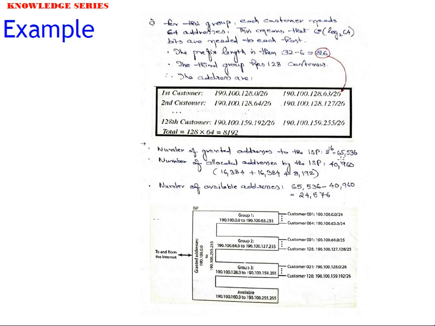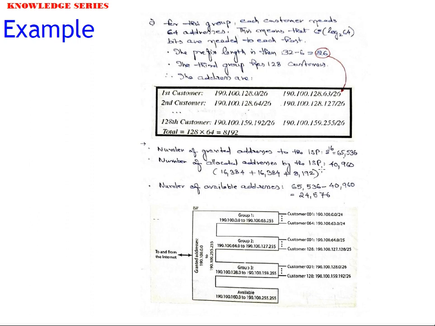How has it got this much value? Because based on the class B configuration, the net ID is 16-bit, so the internet service provider can provide this many addresses. But here this customer needs only 64 addresses, while the service provider can give this many. So this is the distribution possibility in class B.